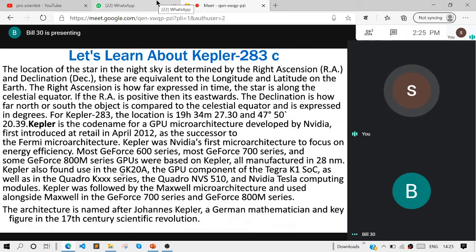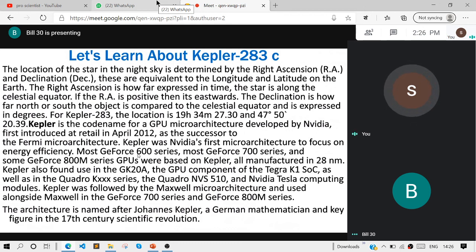For Kepler 283, the location is 19 hours 34 minutes 27.30 seconds and 47 degrees 50 minutes 20.39 seconds.